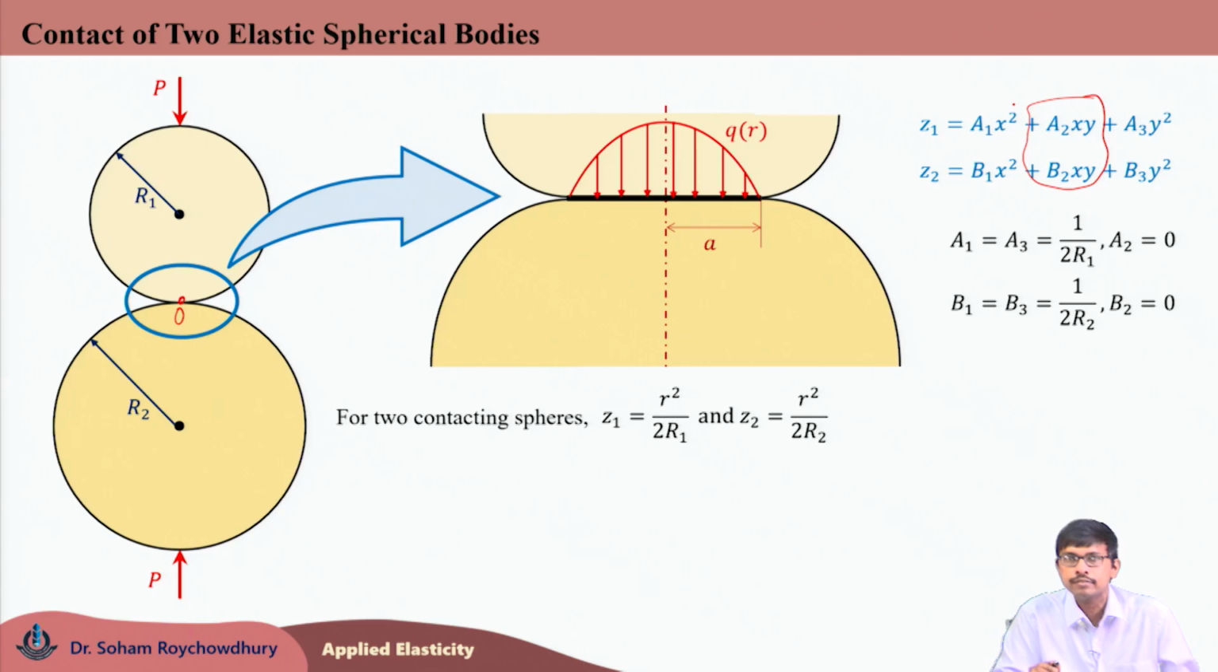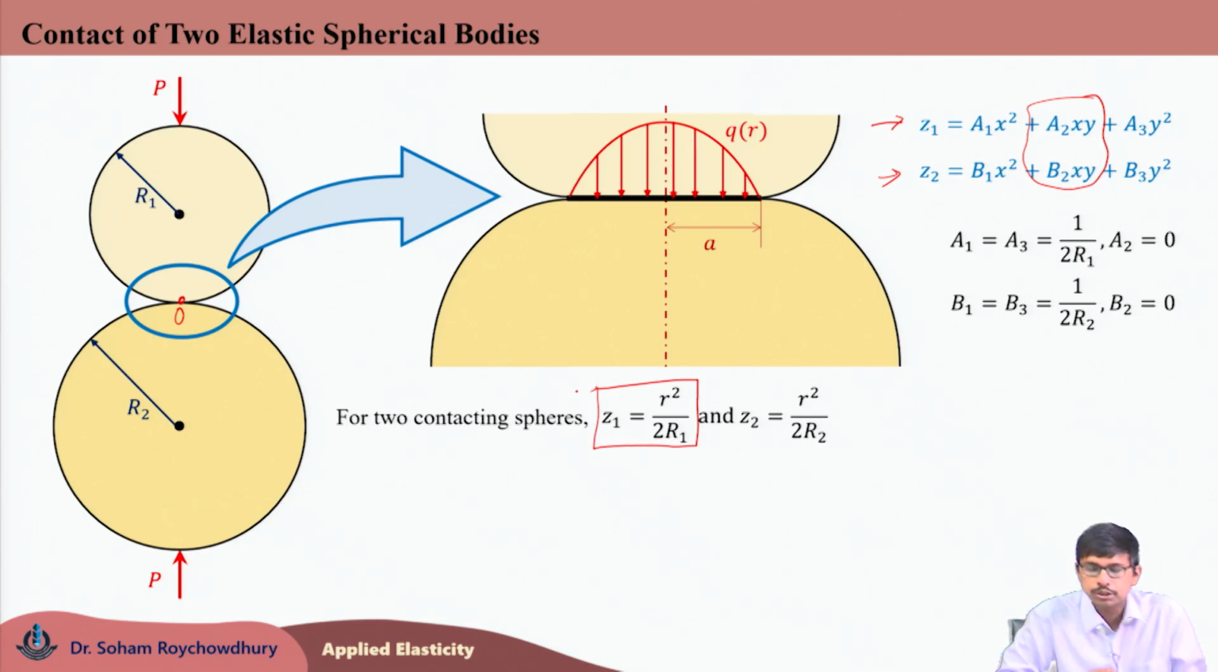So, A1, A3 for radius 1 for sphere 1 would be 1 by 2 R1, and for the second sphere, B1 and B3 would be equal to 1 by 2 R2. Hence, using these equations of Z1, Z2 for the sphere, we can write for the first sphere Z1 is equal to R square by 2 capital R1 and Z2 equals R square by 2 capital R2.